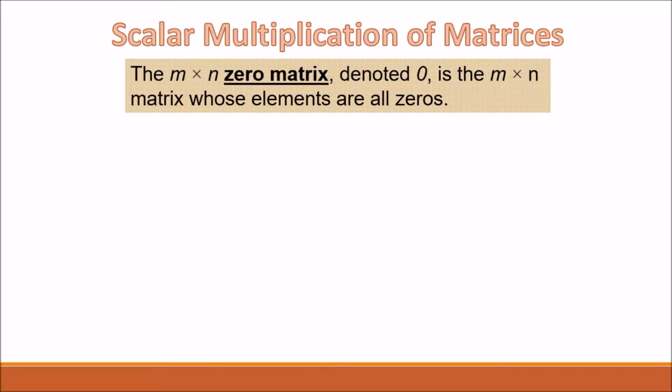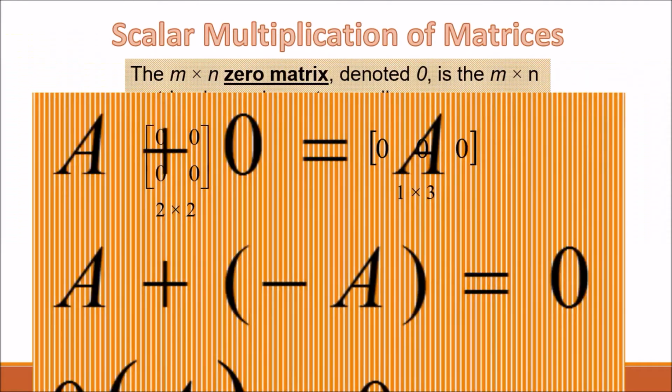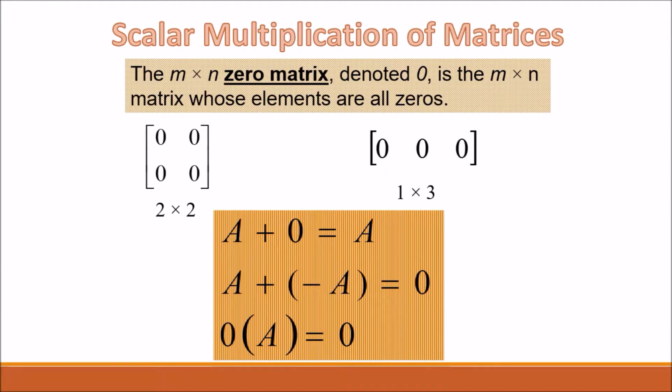Now here it is very important to talk about a zero matrix. A matrix whose elements are all 0 is called a zero matrix. It may be of any order, for example, an order of 2 by 2 or an order of 1 by 3. Then we can deduce some properties about matrices. Furthermore, a zero matrix is also denoted by O, a big O, or 0.